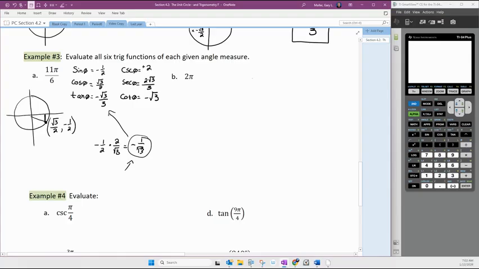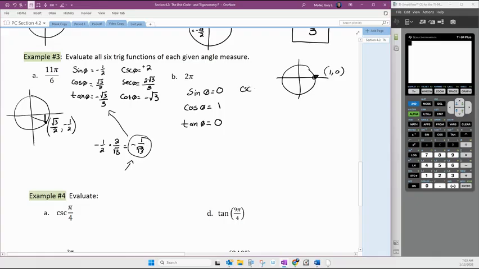2 pi, we just took a look at this one, right? This is the coordinate point 1, 0. So sine of theta, sine of 2 pi, is the y value. That's 0. The cosine is the x value. And tangent is the sine over the cosine, the y over the x. That's just 0.